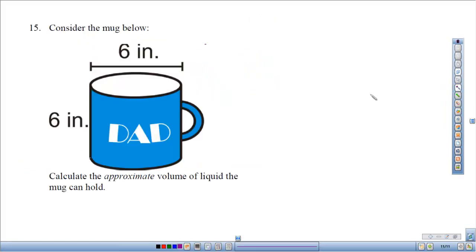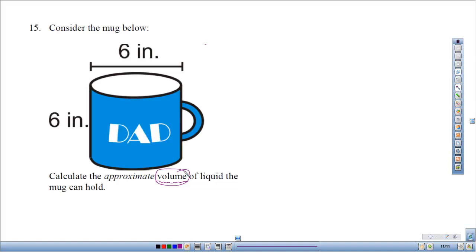Number 15 gives us this dad mug. I guess Father's Day is coming up. It gives us this dad mug and asks us to figure out the approximate volume of liquid that the mug can hold. And there's kind of our key word. It is a picture of a mug and it's talking about liquid, but really this question is about what we studied this unit, volume. Okay, so job number 1 is to figure out which solid that we studied.